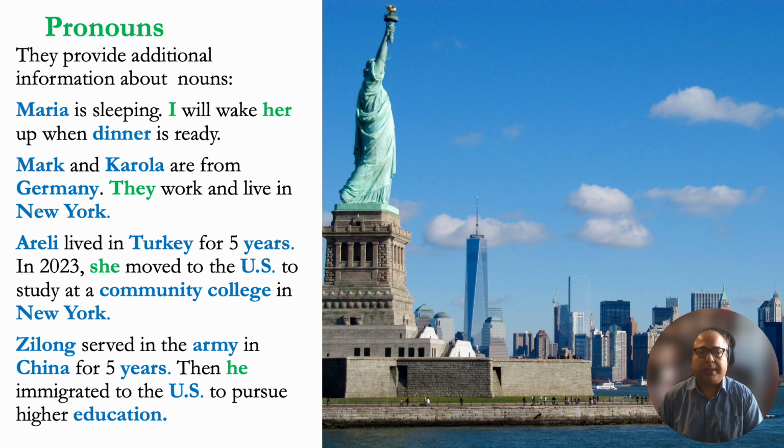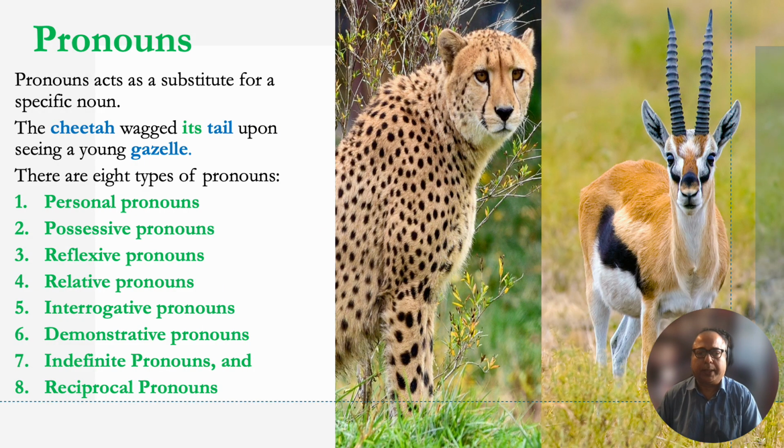I need you to look at these examples. Okay? Maria is sleeping. I will wake her up when dinner is ready. So the nouns are in blue and pronouns are in green. So I, her, they, she, he, these are all pronouns. Okay, so we will discuss 8 types of pronouns today. There are personal pronouns, possessive pronouns, reflexive pronouns, interrogative pronouns, demonstrative pronouns, indefinite pronouns, and reciprocal pronouns. So let's begin.